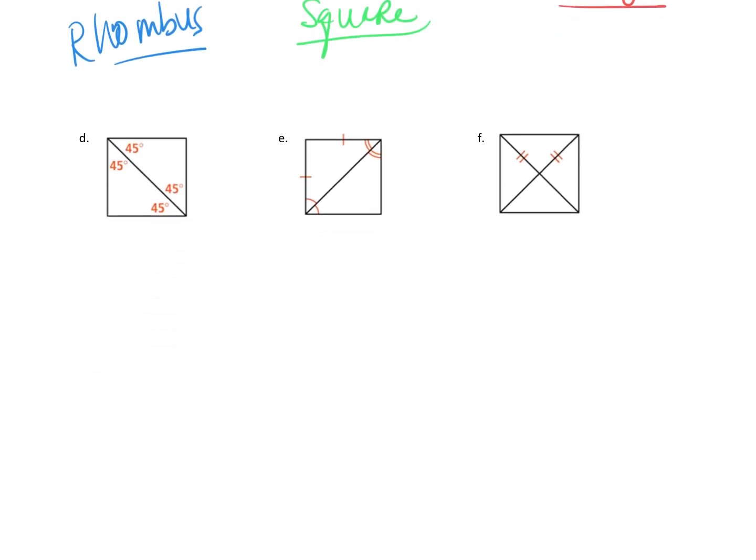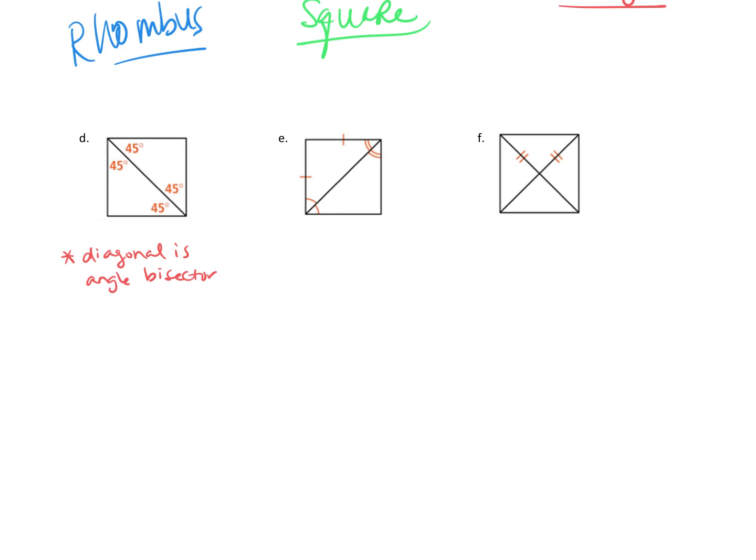All right, part D. What do we know? Well, I see a bunch of 45-degree angles that are being formed by this diagonal. So this diagonal is an angle bisector. And then we can even get more specific. Actually, before we get there, if your diagonal is an angle bisector, that's going to make this either a rhombus or a square.